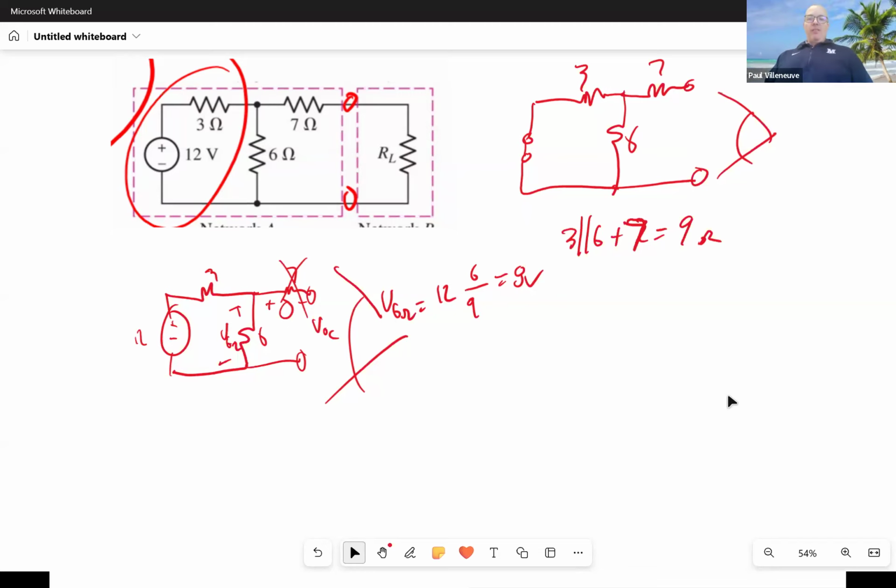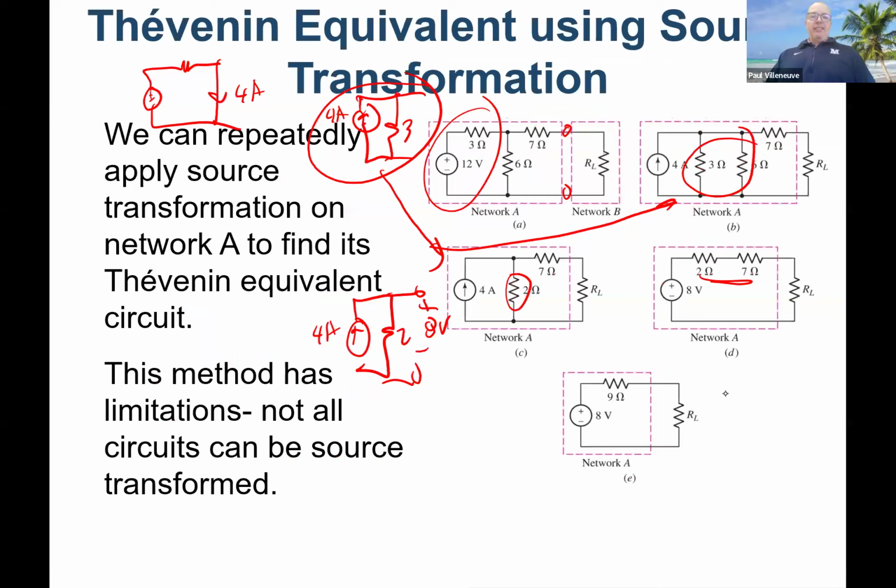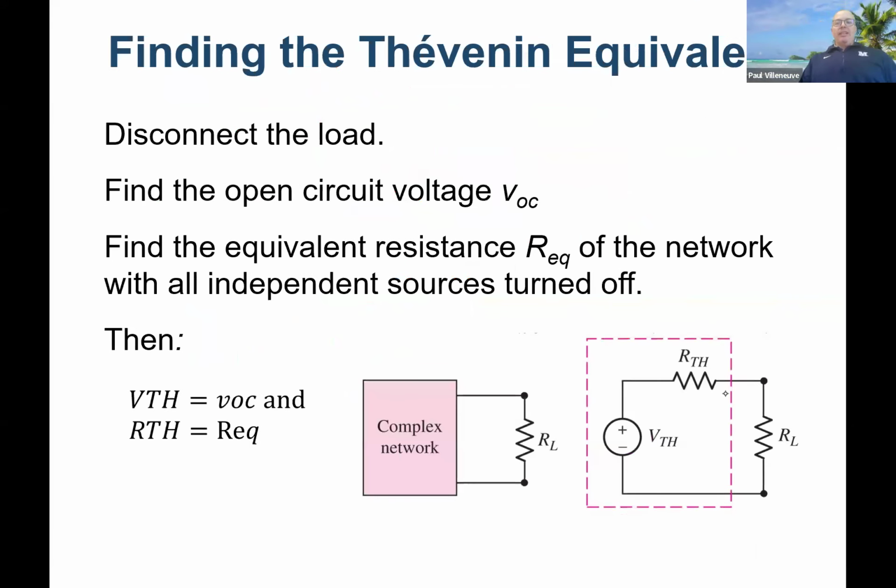Okay, so you can do whatever you want. Like I said, there's many ways to skin a cat. So you disconnect the load. This is what I recommend. Find the open circuit voltage and then solve for R equivalent by turning off all independent power sources. That's usually the fastest way to do it, because we're all pretty good at doing series parallel combinations when there are no power supplies in our circuit.